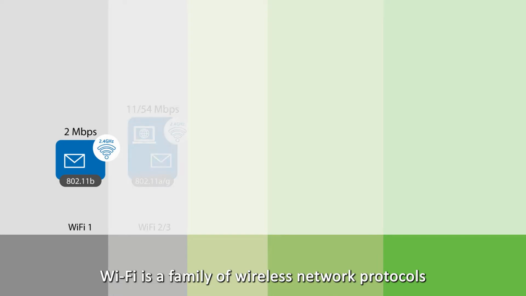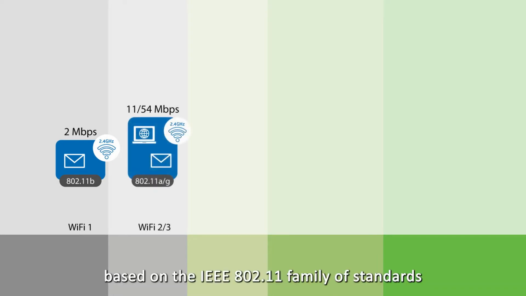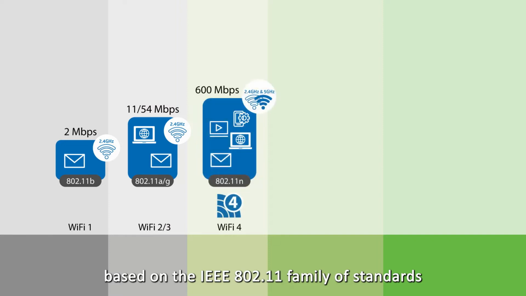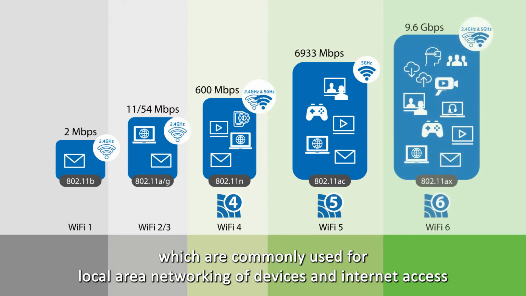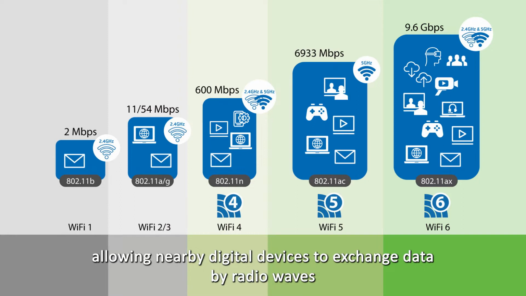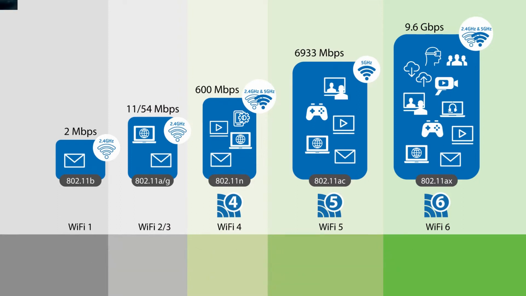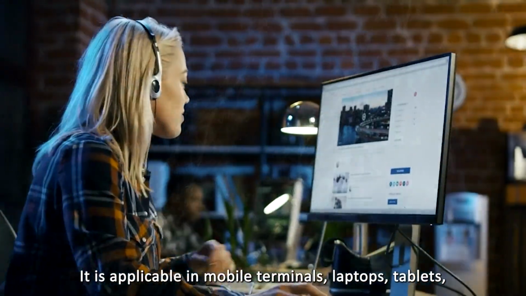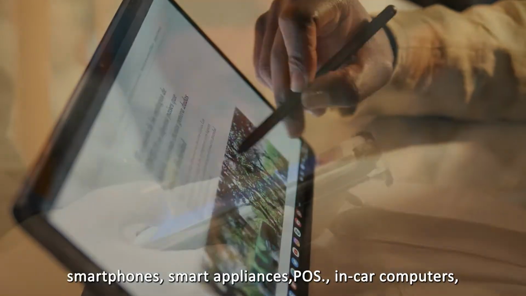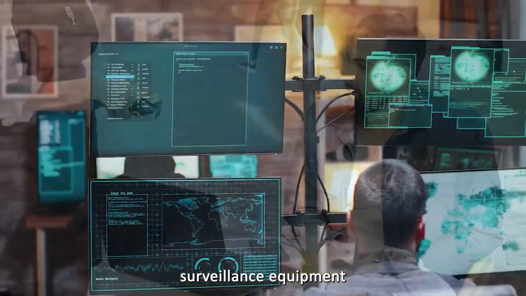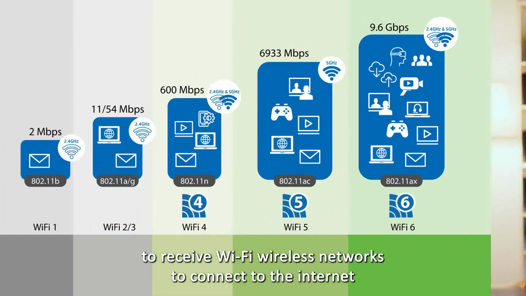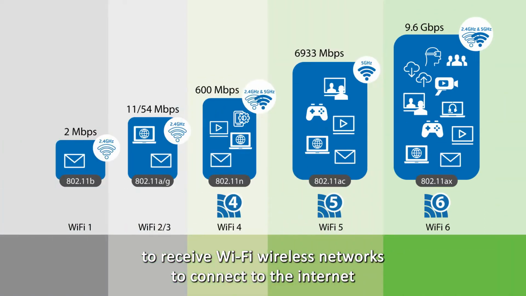What is Wi-Fi? Wi-Fi is a family of wireless network protocols based on the IEEE 802.11 family of standards, which are commonly used for local area networking of devices and internet access, allowing nearby digital devices to exchange data by radio waves. It is applicable in mobile terminals, laptops, tablets, smartphones, smart appliances, POS, in-car computers, surveillance equipment, etc., to receive Wi-Fi wireless networks to connect to the internet.